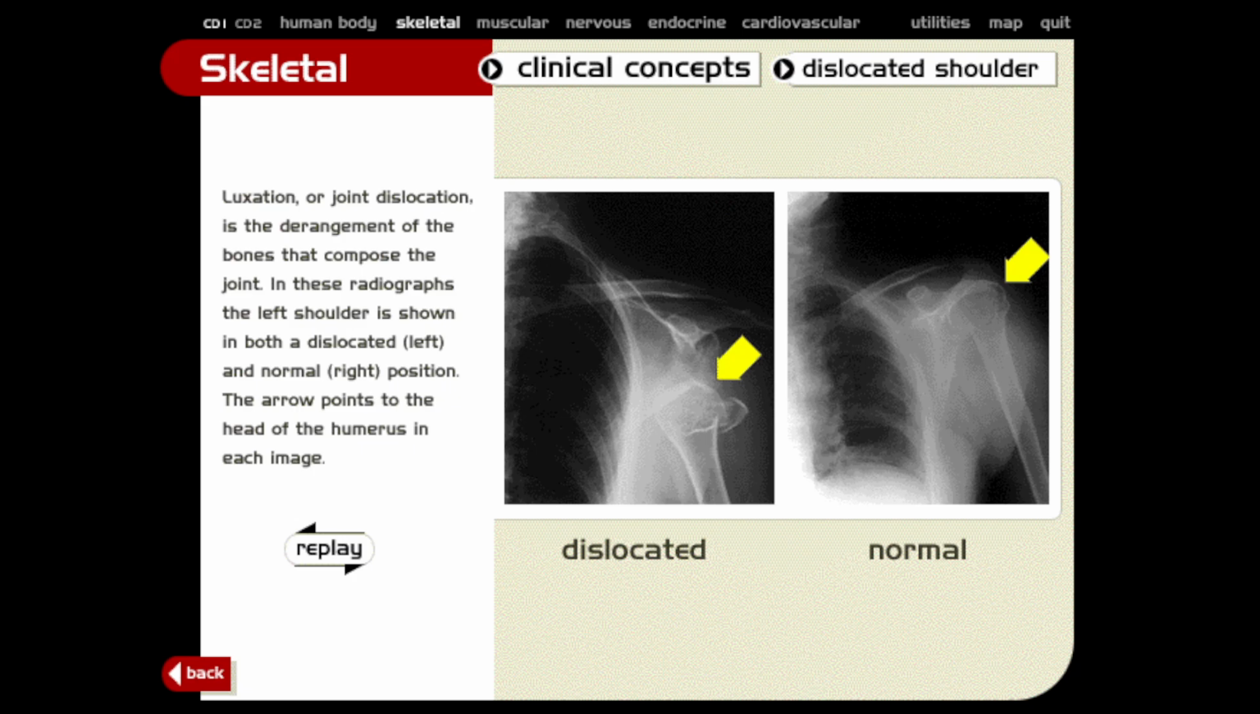Luxation or joint dislocation is the derangement of the bones that compose the joint. In these radiographs, the left shoulder is shown in both a dislocated, left, and normal, right, position. The arrow points to the head of the humerus in each image.